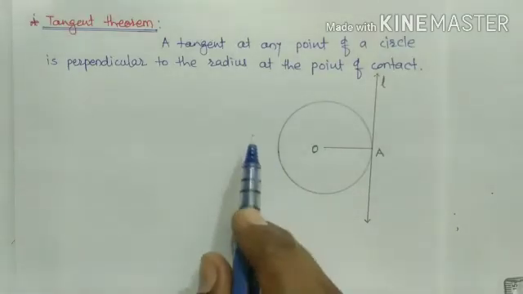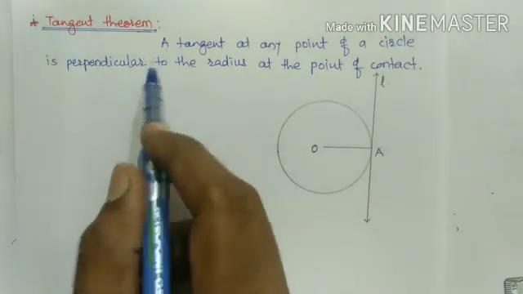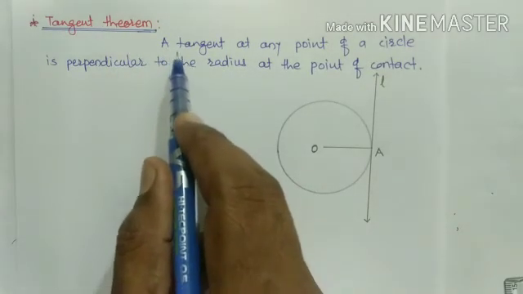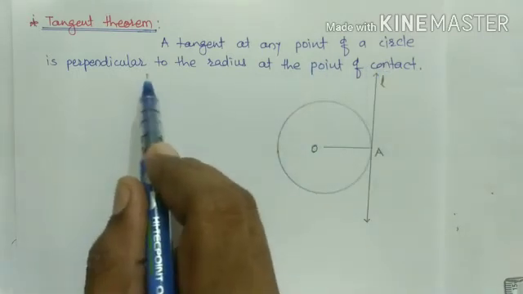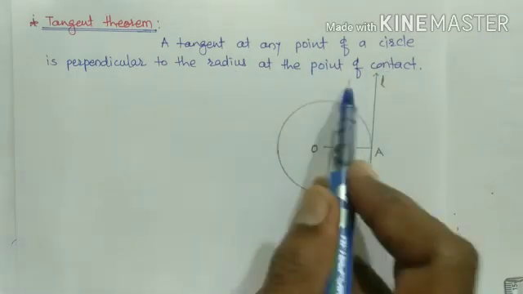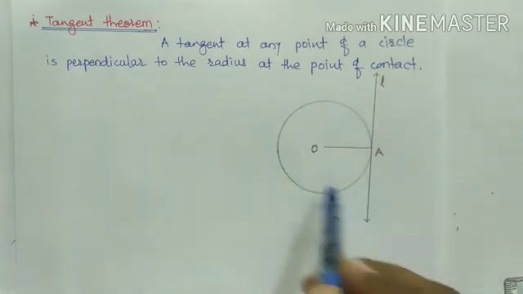Now we are going to learn the first theorem from this chapter, that is the tangent theorem. See, the statement is: a tangent at any point of a circle is perpendicular to the radius at the point of contact. Point of contact is where the tangent intersects the circle.